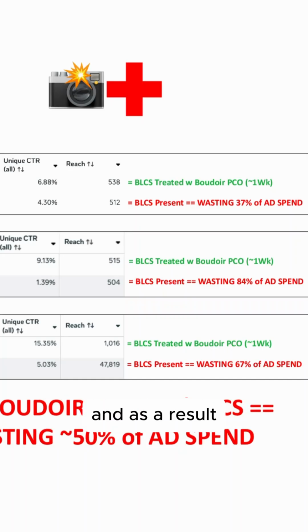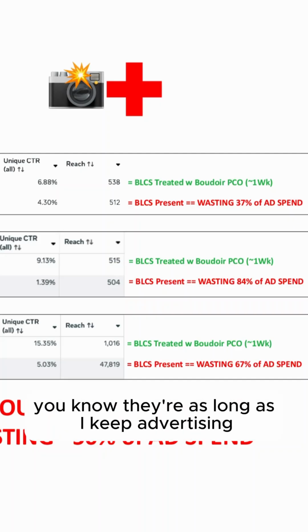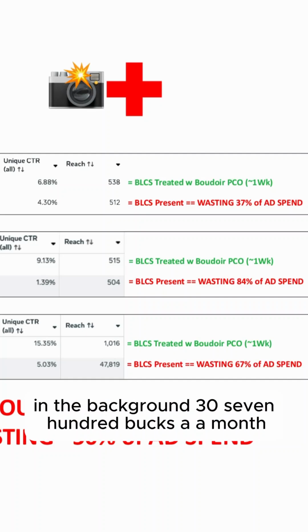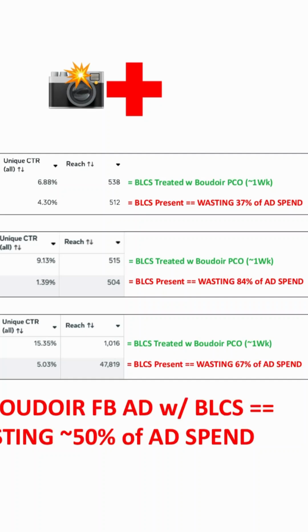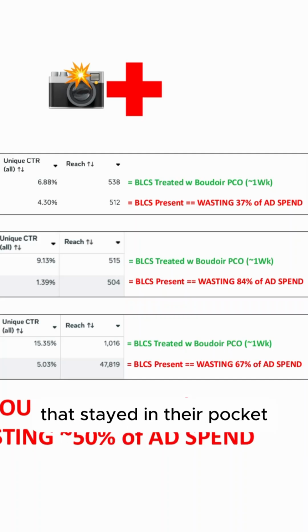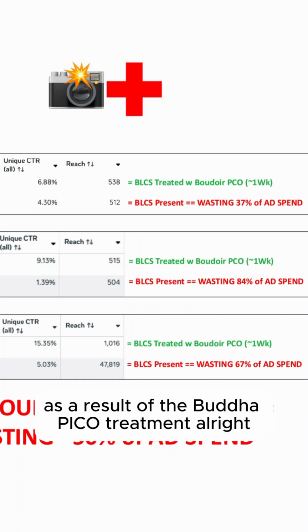And as a result, as long as they keep advertising, they're getting this phantom bonus in the background, $3,700 a month, every single month. And at the end of the year, that's like a 40K phantom bonus that stayed in their pocket that they didn't have to spend as a result of the Boudoir Pico treatment.